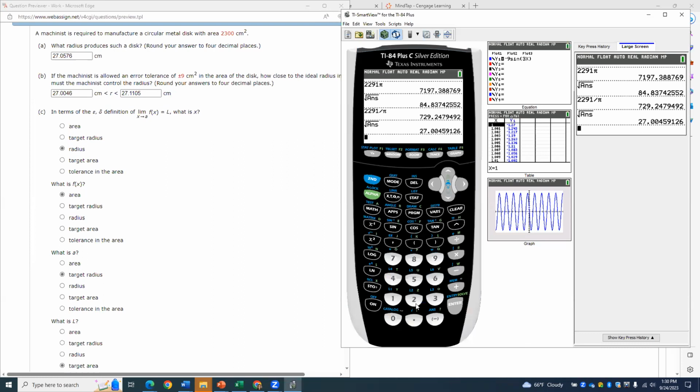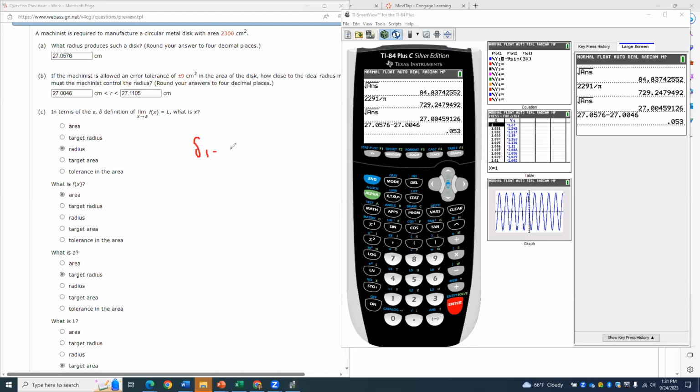So what I'm going to say is 27.0576 take away 27.0046. Right. Do you see what I'm saying, where we're not really doing anything in these problems? We're not actually finding any limits. We're just talking about, okay, if I moved in this direction, my epsilon's this, so my delta would be this. If I move in this direction, my epsilon's this, my delta would be this. Just over and over and over again.